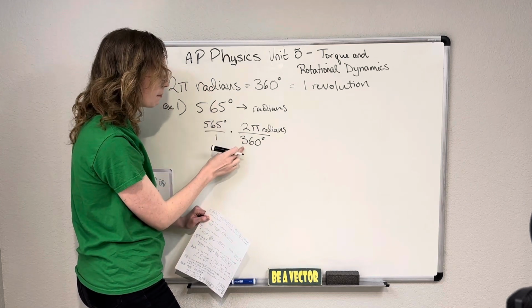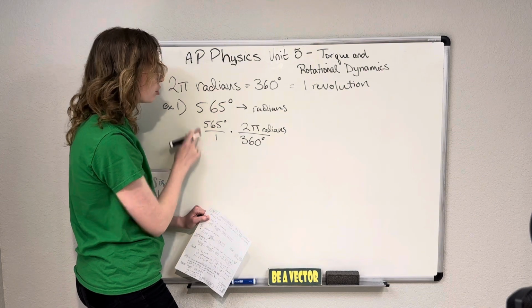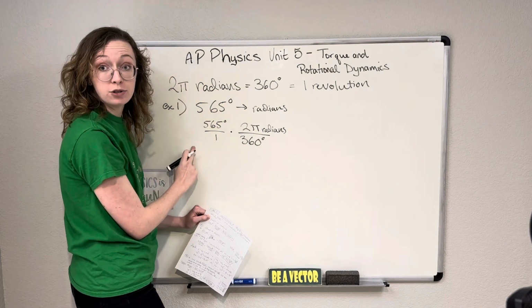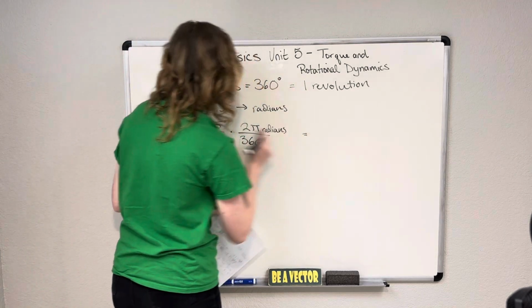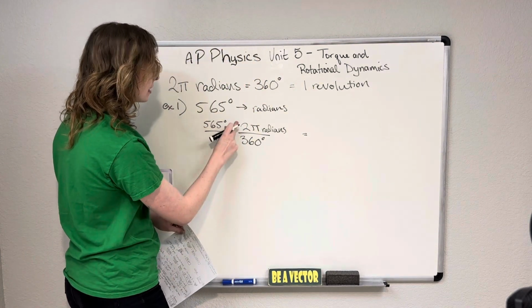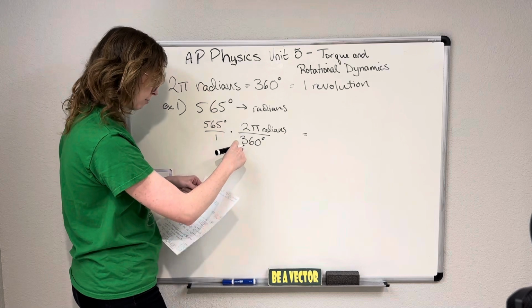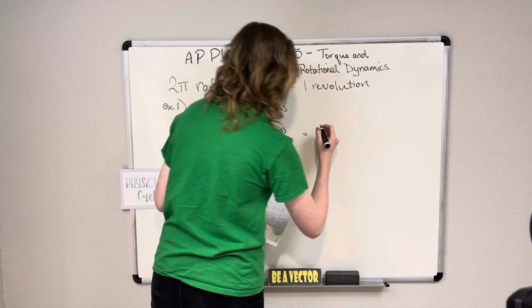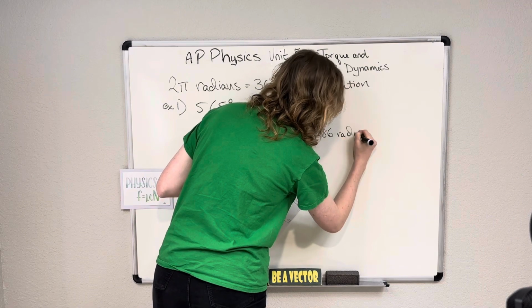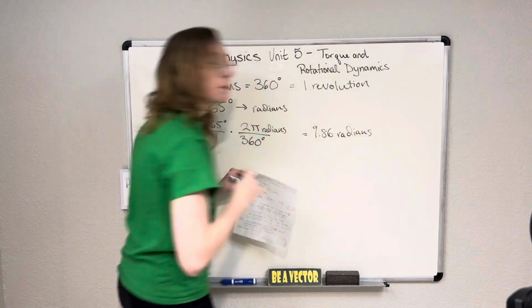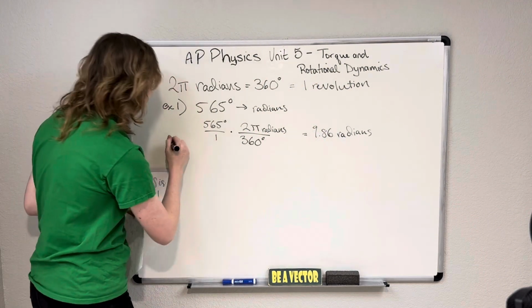So this whole fraction is really just a fancy secret 1 that converts my units. This value on top is equal to the value on the bottom. So I'm not actually changing the value of my original measurement. I'm just changing how it looks by changing the units, right? So now if I have 565 times 2 pi divided by 360, I end up with 9.86 radians. Okay, so that's one example. Let's go through a couple more of these just for practice.